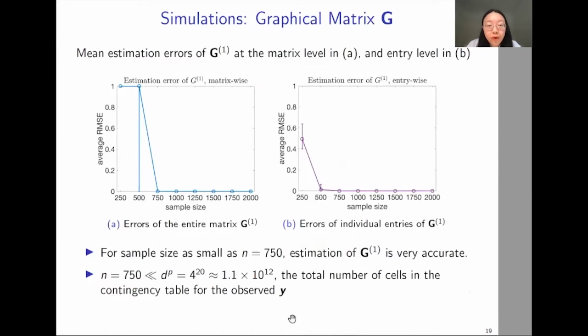We also perform simulation studies for various sample sizes to assess the posterior consistency. Here we plot the mean estimation errors of the graphical matrices for different sample sizes from 250 to 2000. We can see that for sample size as small as 750, the estimation of G across all the 50 simulation replications is very accurate.